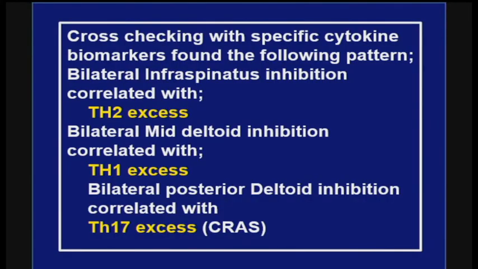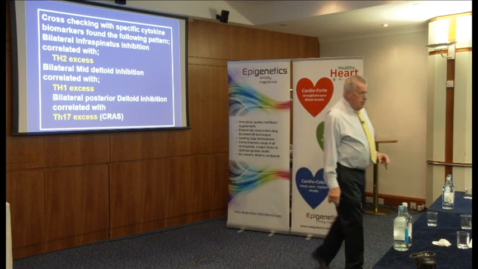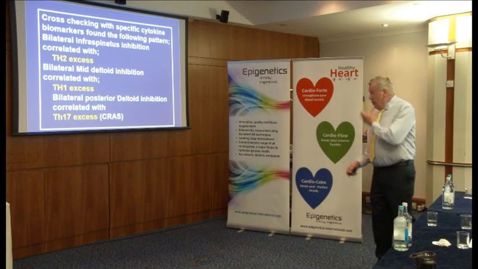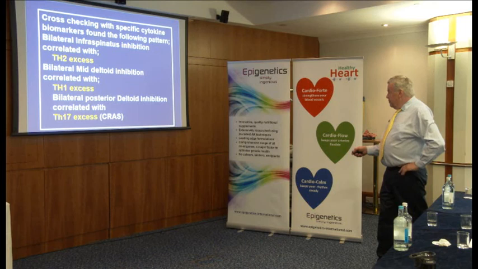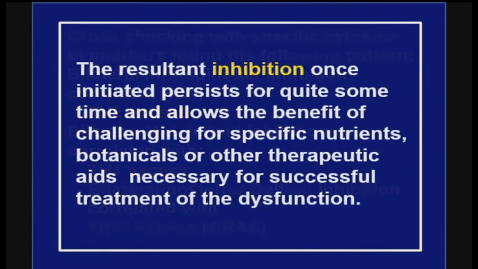And when I tested this, for the first time we got TH17 as a test biomarker. I was looking for muscles associated with that, and we found it was the posterior deltoid inhibition. In other words, a weak posterior deltoid muscle indicated a TH17 excess, which we find then with all autoimmune problems.